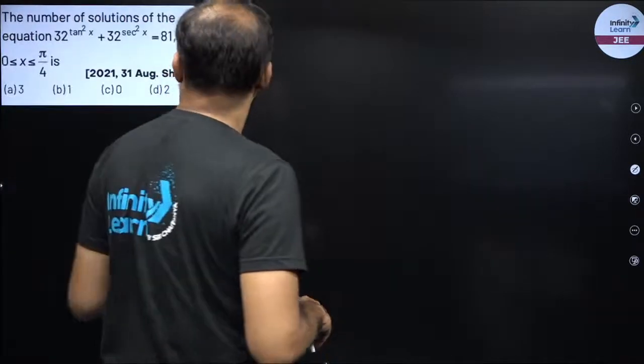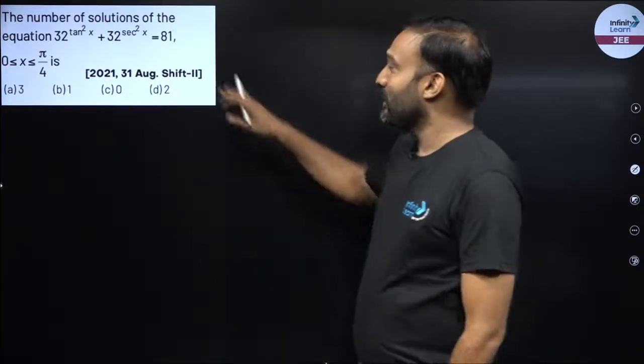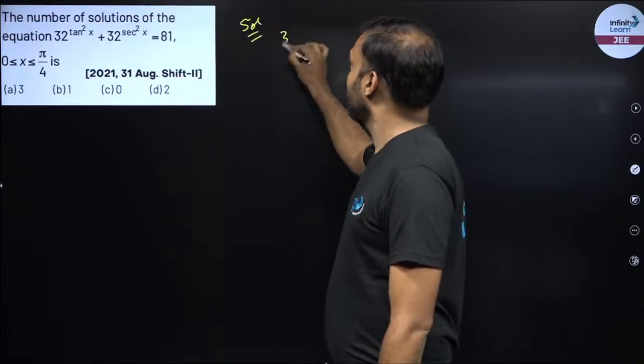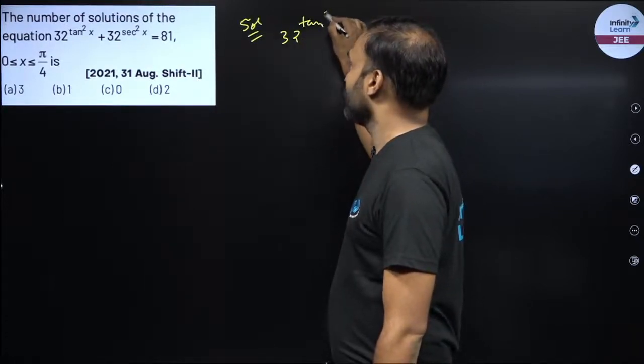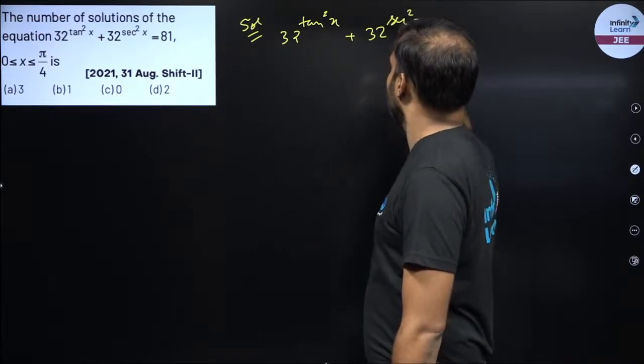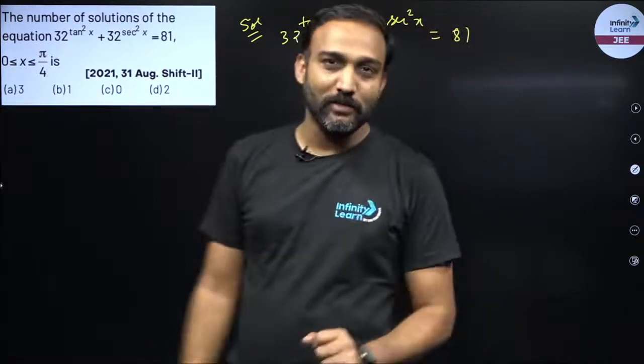Let us not waste our time. Let us move on to question number 2. Now question number 2 is: number of solutions of the equation 32 raised to the power tan square x plus 32 sec square x is equal to 81. So I have to find out the number of solutions of this particular equation.